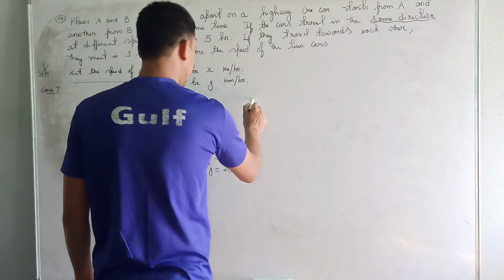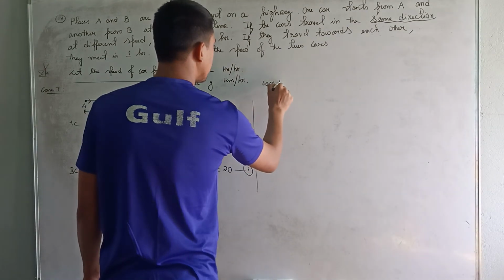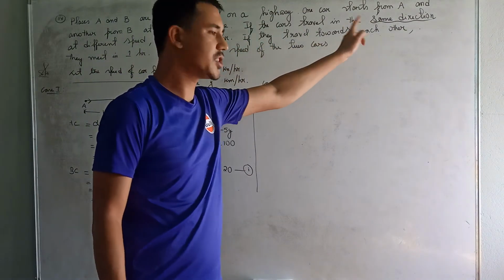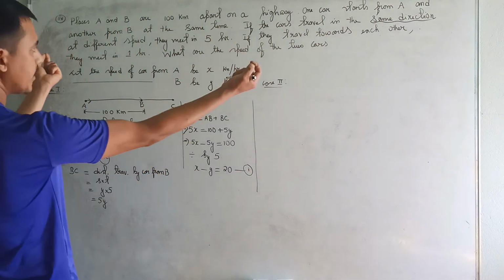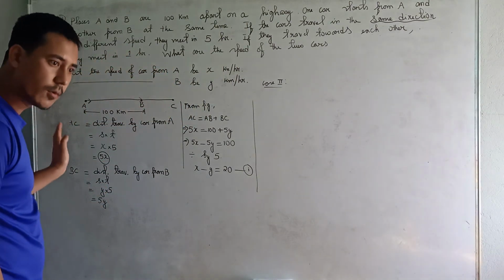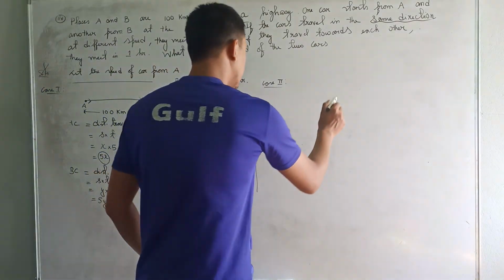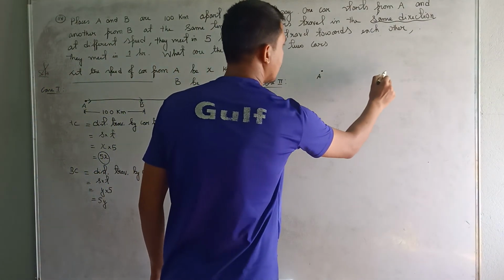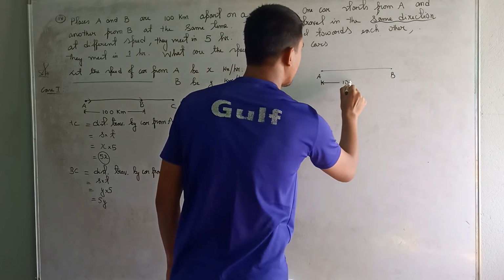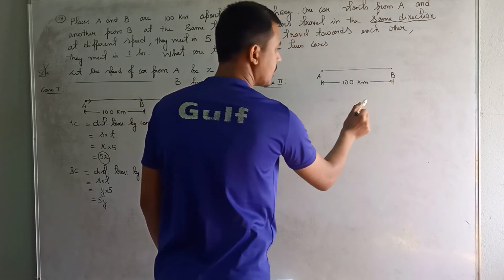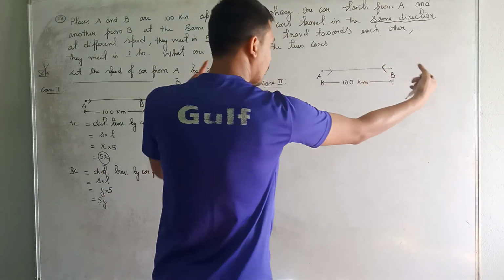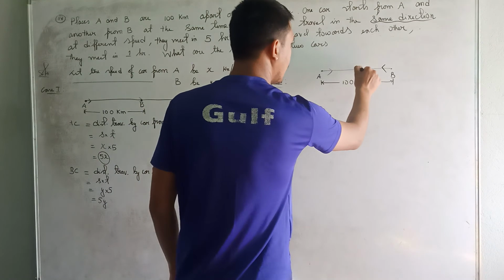Now case 2. If they travel towards each other, this is car A, this is car B, they're coming towards each other. Then they meet in 1 hour. So this is your place A, this is your place B. The distance between them is 100 kilometers. The car from A goes in this direction, then the car from B comes in this direction towards each other. Then they may meet somewhere here.